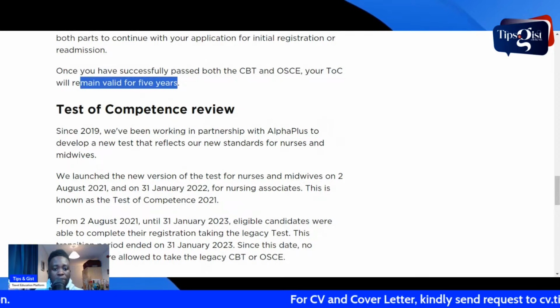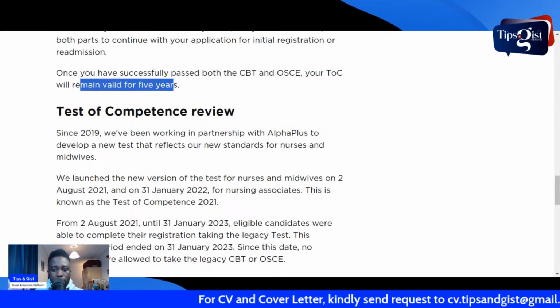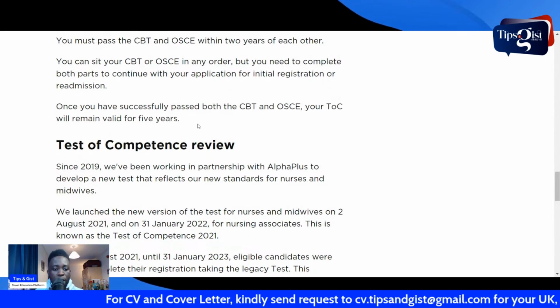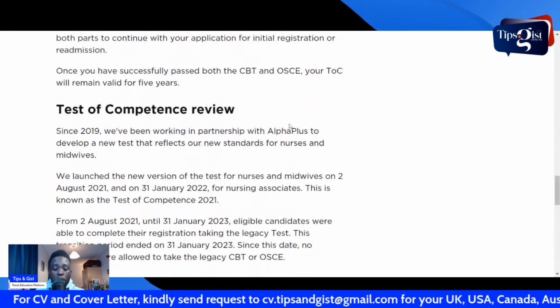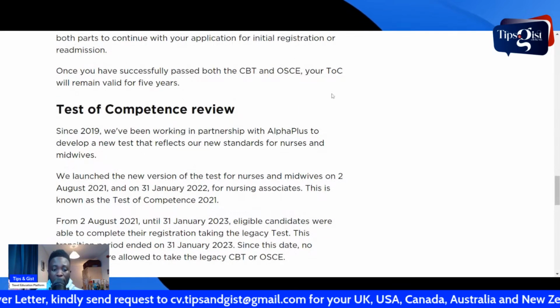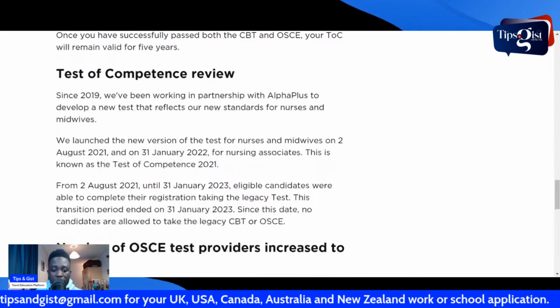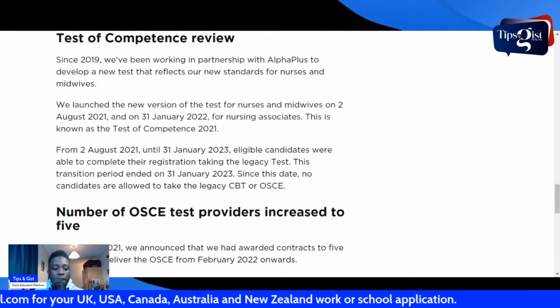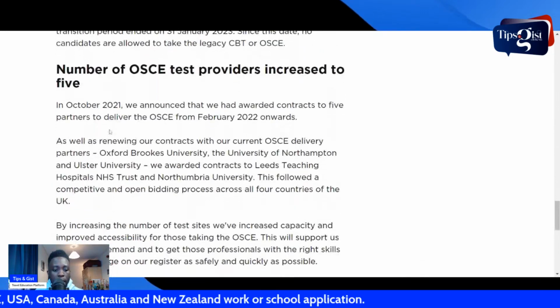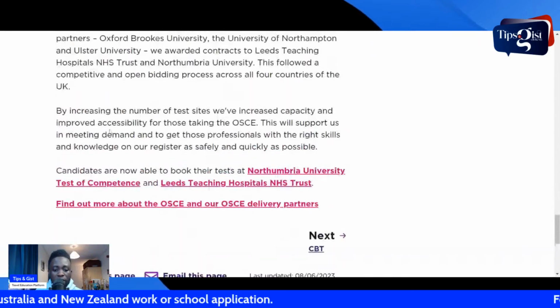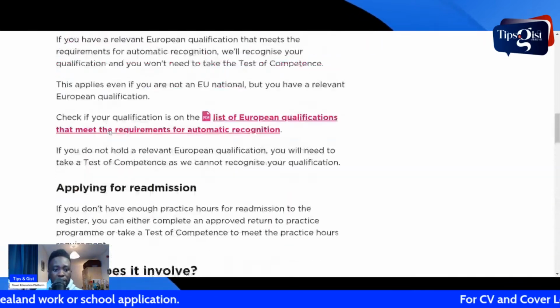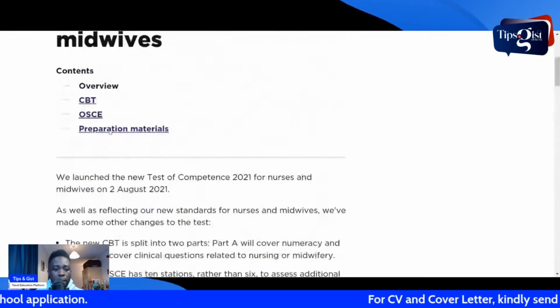All right. Now, once you have successfully passed both CBT and OSCE, then your TOC will remain valid for 5 years. So if you pass both, you are supposed to work with it within 5 years, right? It can be valid within 5 years. All right. So now let us go here and see something. Most of these are not necessary. We just need some key points over there.